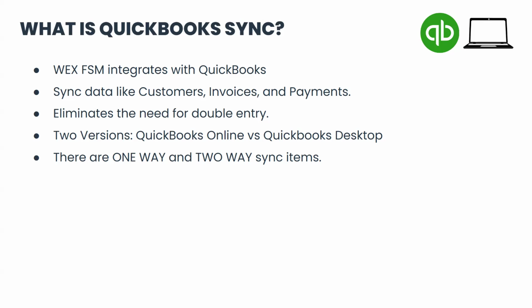Now, there are two versions of QuickBooks. There's QuickBooks Online and QuickBooks Desktop. I will say, as a caveat, QuickBooks Desktop is being phased out by QuickBooks, but we do still support our QuickBooks Desktop customers. So I will be going over how that works today. And then there are two types of syncing items in your system. Some items are a one-way sync and others are a two-way sync. And we'll get into the details about that in just a second.